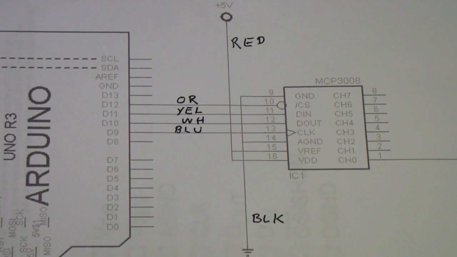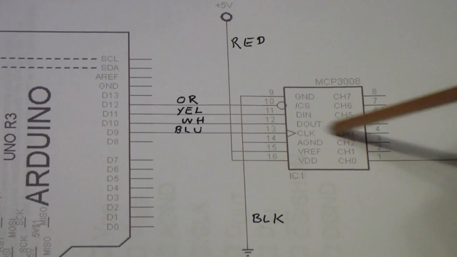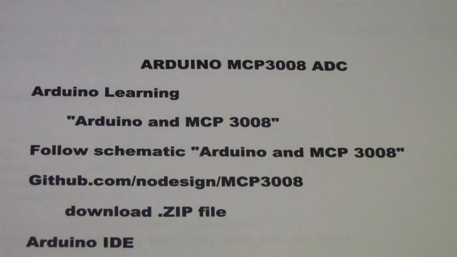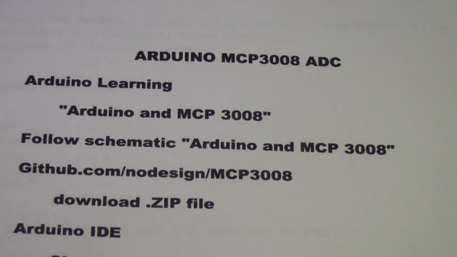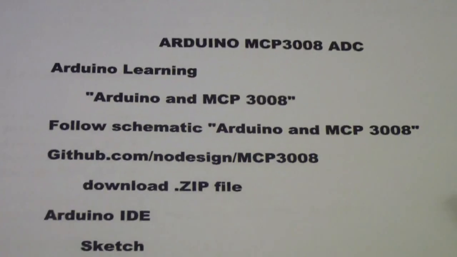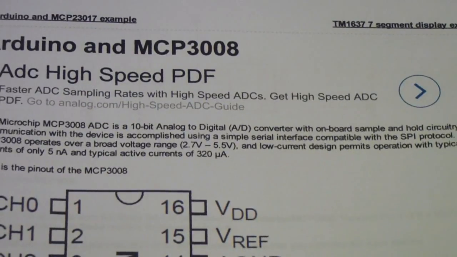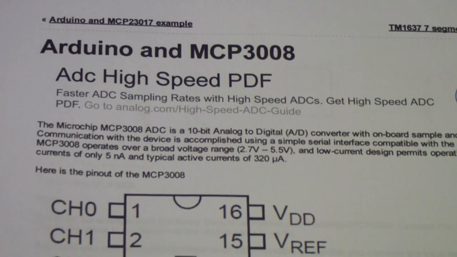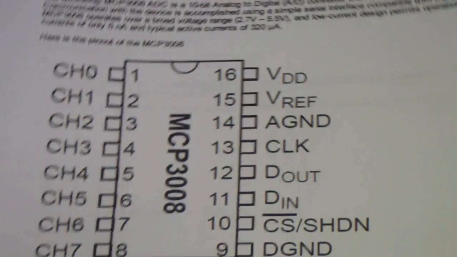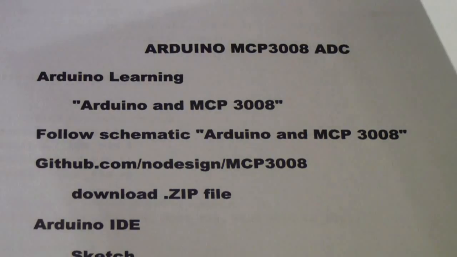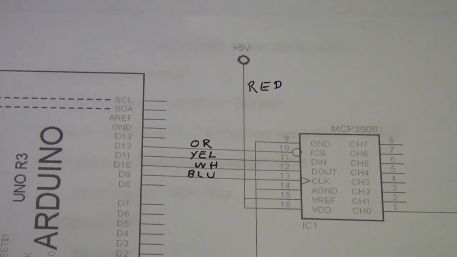So let's look at what you have to do after you've gotten this wired up. Well, first, as I pointed out earlier, you should go to the Arduino Learning website and download this document that's called Arduino and MCP3008. It'll look like this. It has a pinout diagram, and it also has a schematic of how you hook it up, which is what I've been using.